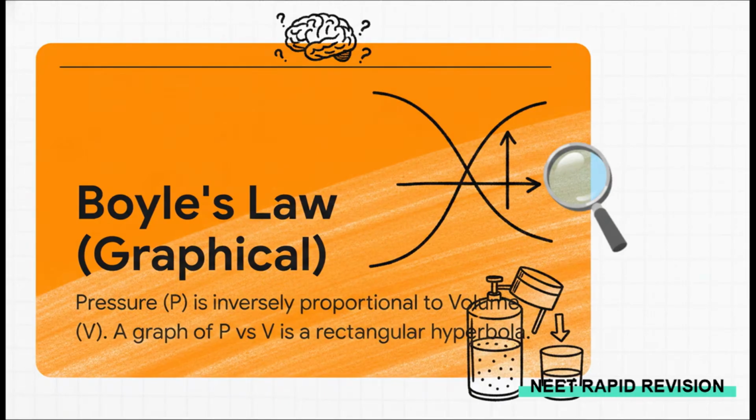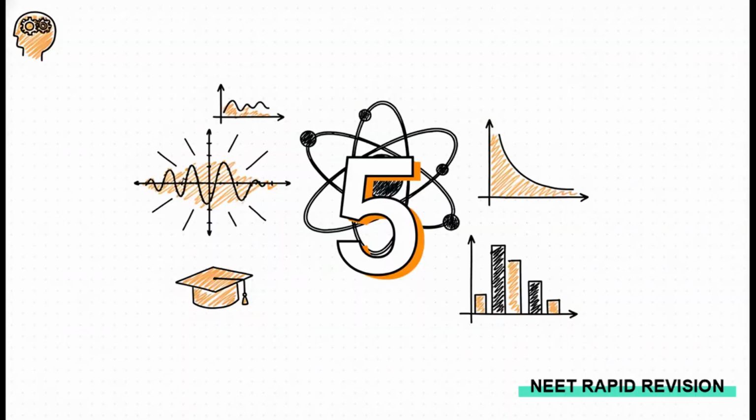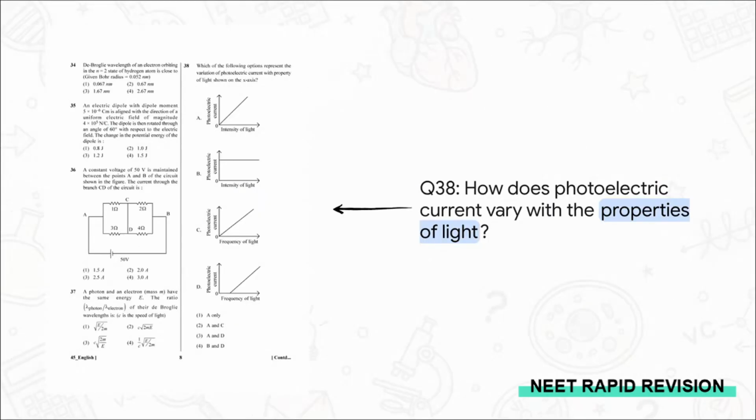Getting that relationship is everything. And just like that, we've hit the top 5. And holding down this spot is another graphical question, but this time it's from a huge topic in modern physics. The photoelectric effect is an absolute pet topic for the people who set the NEET paper, and this question gets right to the heart of it.